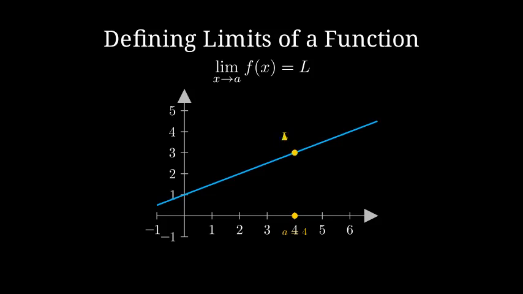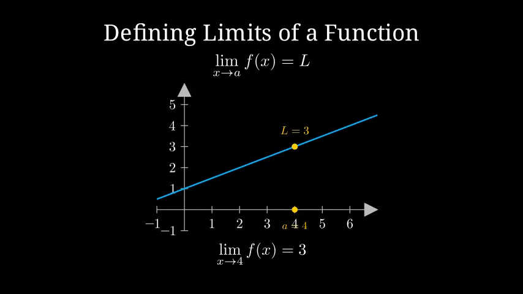At x equals 4, the y value is 1/2 times 4 plus 1, which is 3. So we can write the limit. The limit of f of x as x approaches 4 equals 3. This is the key idea. A limit depends on the values near the point, not necessarily the value at the point itself.